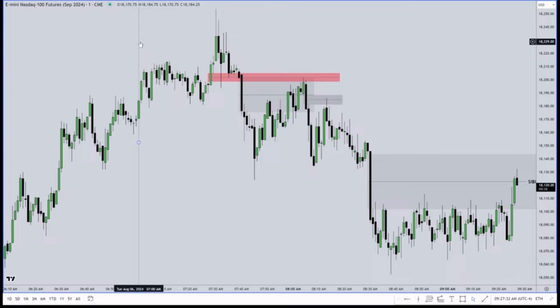AM session characteristic is always, first and foremost, a retrace back into the London range. The London range is whatever the highest high and the lowest low was between 2 o'clock in the morning and 5 o'clock in the morning, Eastern Standard Time.